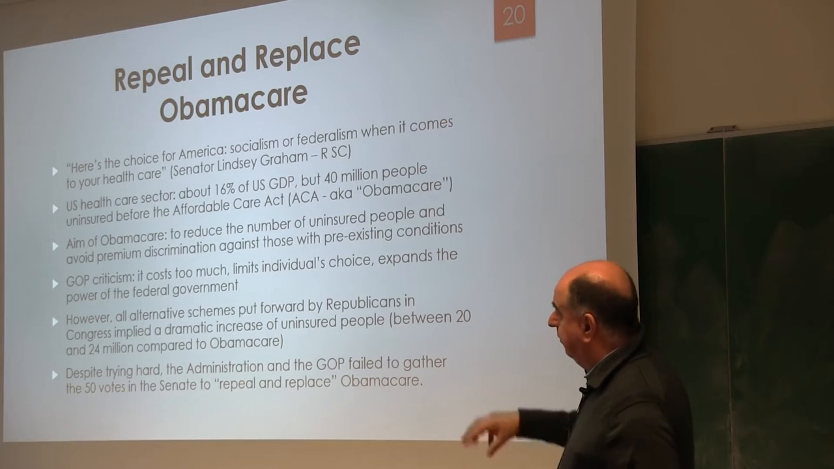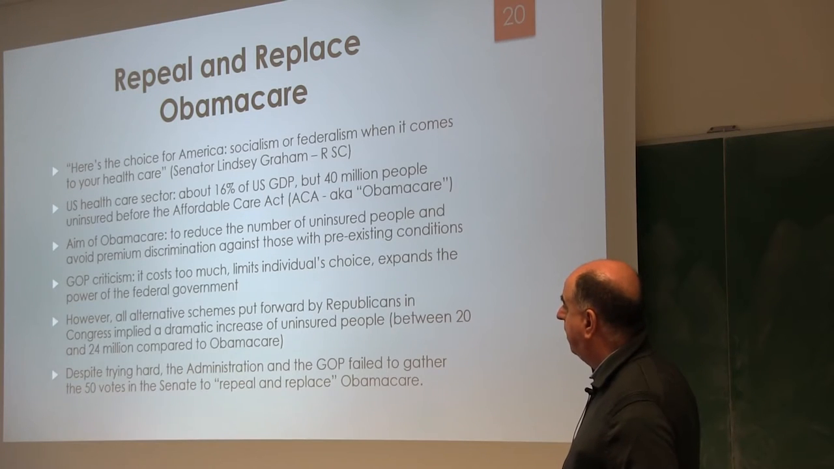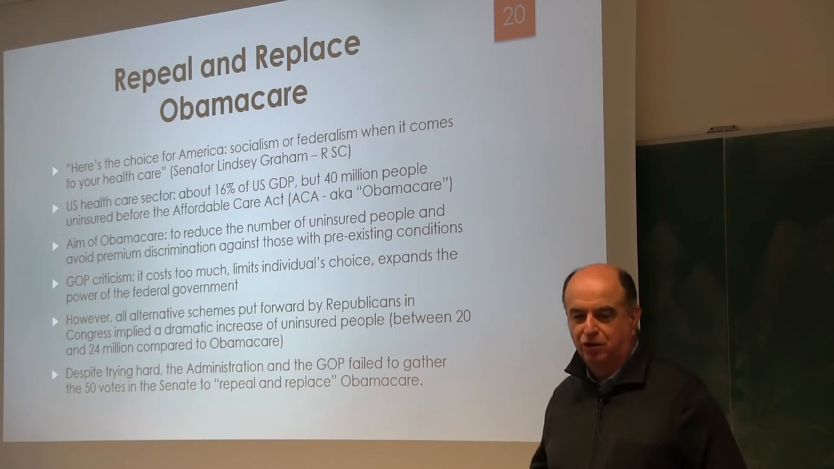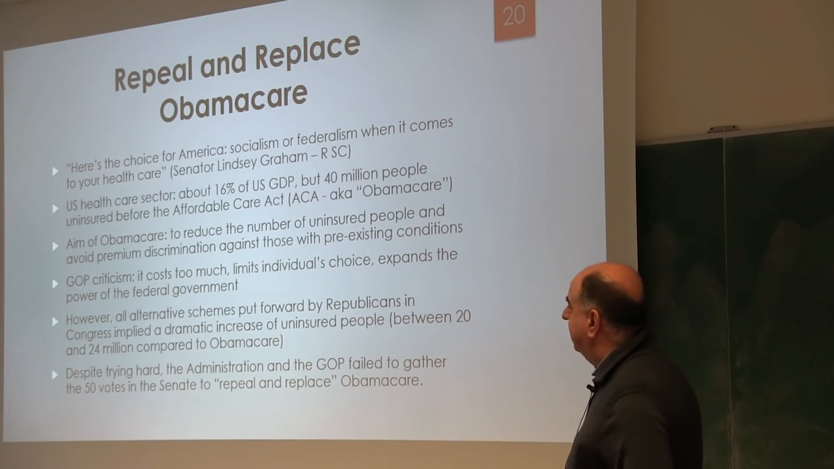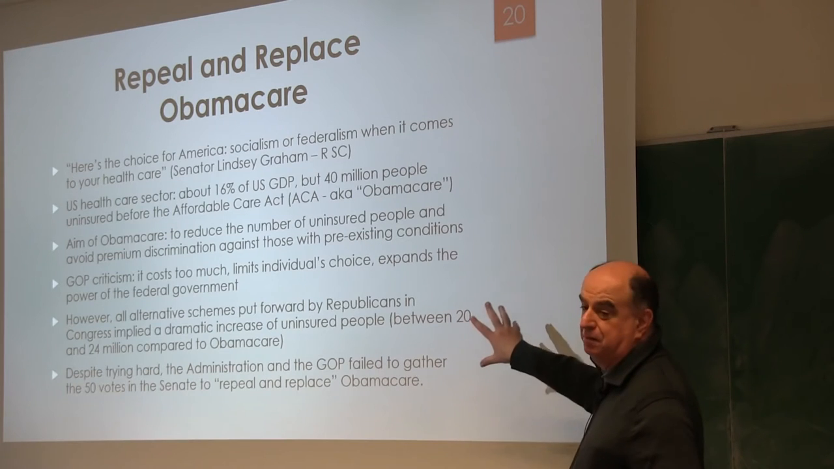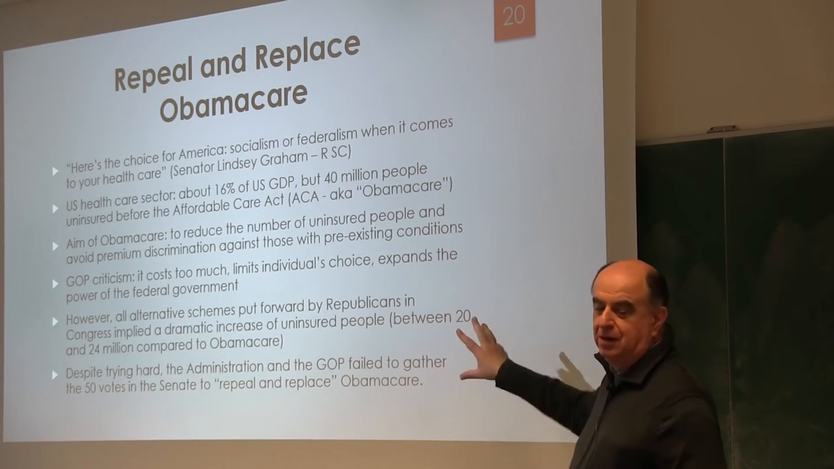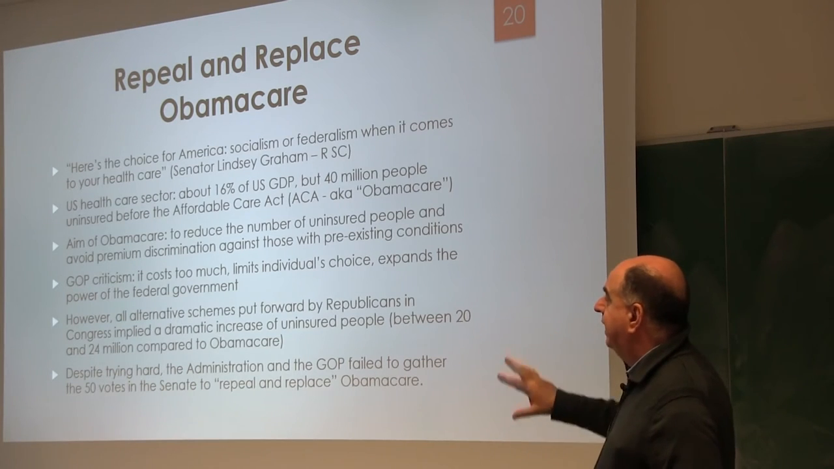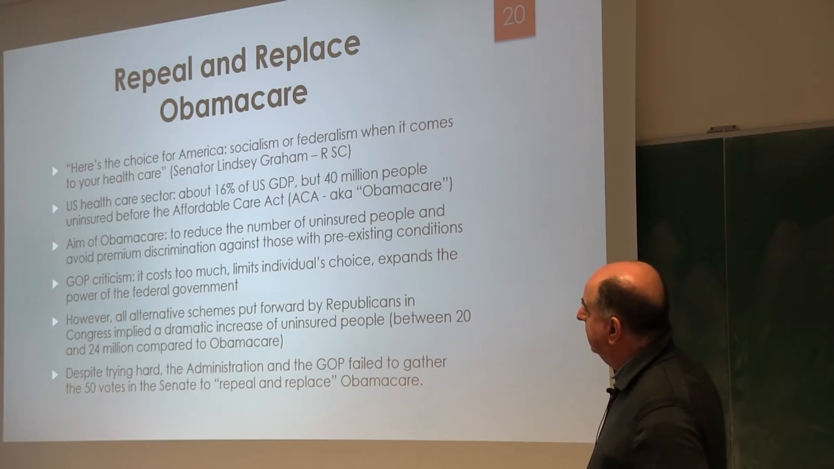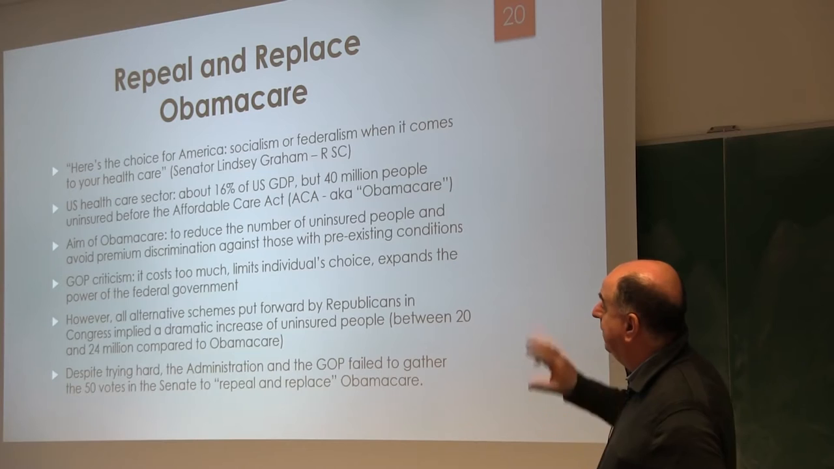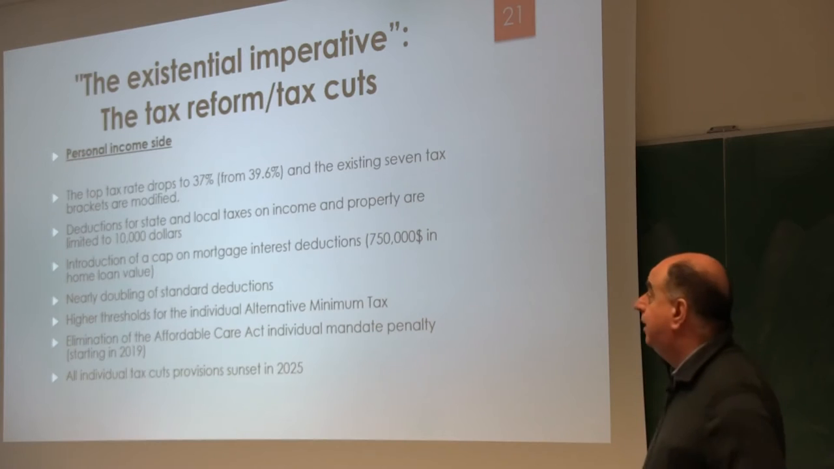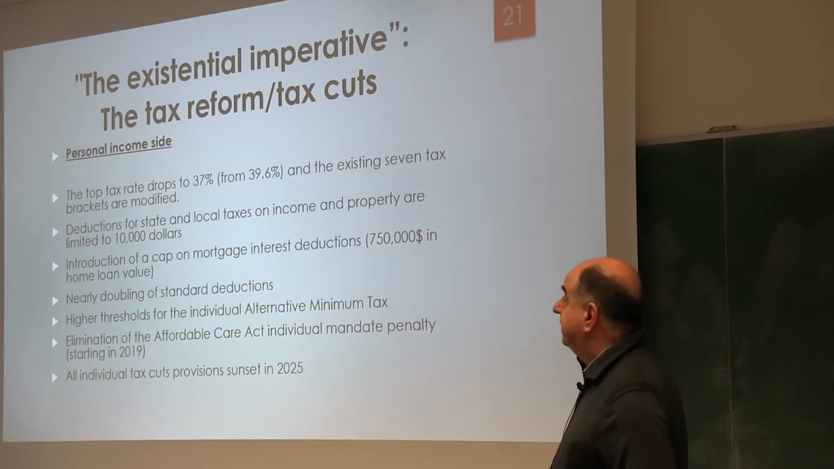The president goes with the proposal and support, but the Republicans never managed to get the 50 votes in the Senate. Famously, Senator McCain voted against the repeal and replace of Obamacare, and therefore the first big battle that President Trump and the Republicans in Congress fought against the Obama administration policies failed dramatically, and therefore they have to counter it by passing the tax reform, tax cuts.